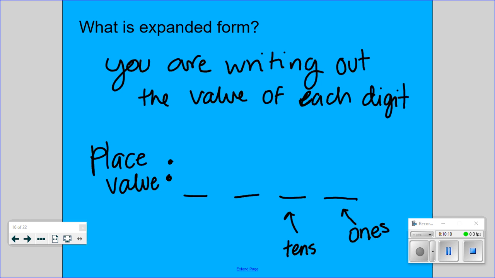What is next to my tens? To the left of my tens, the other side. Hundreds is on the other side. How many tens does it take to make 100?